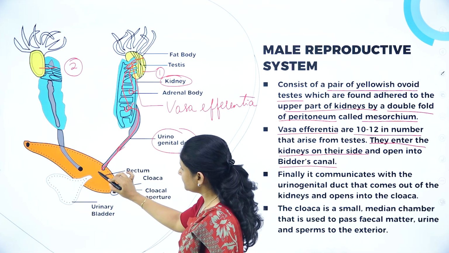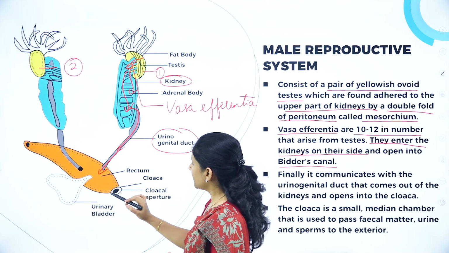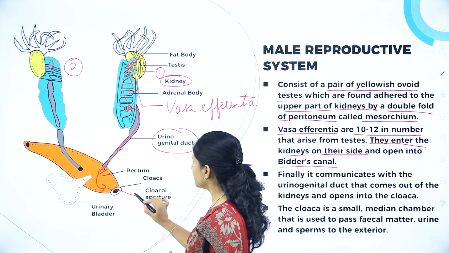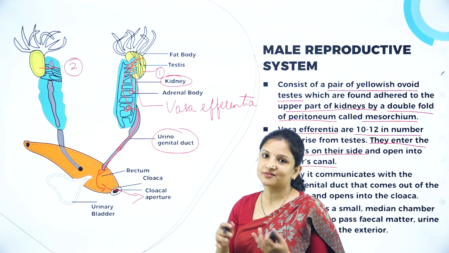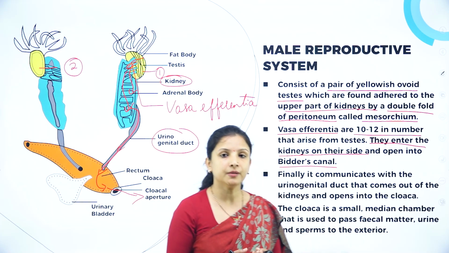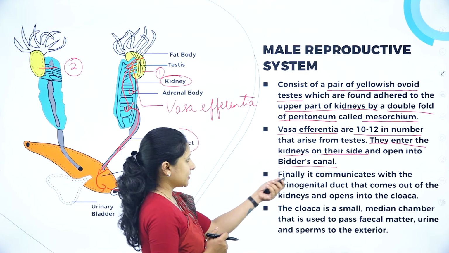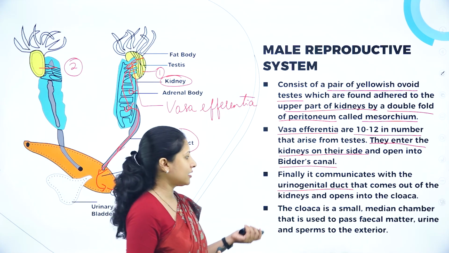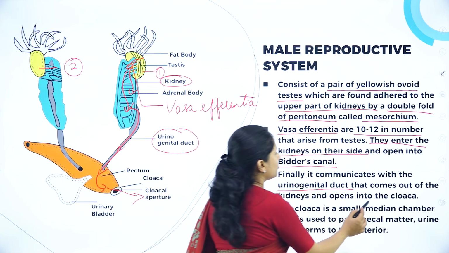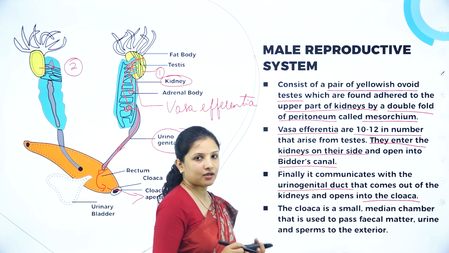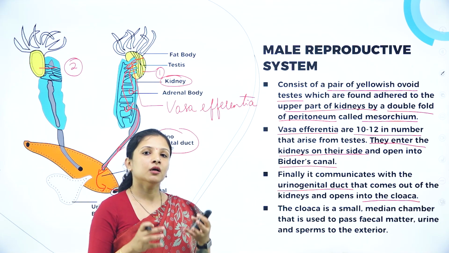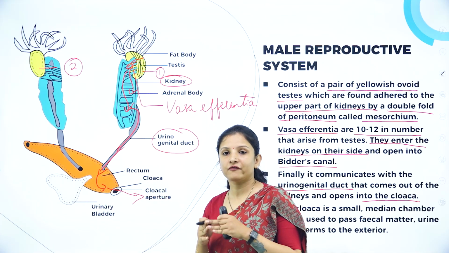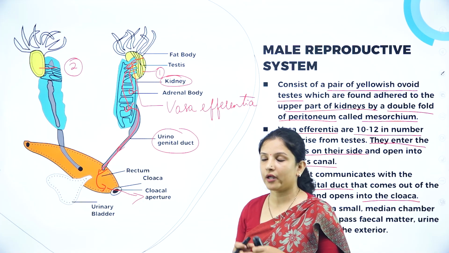It will reach the rectum. From the rectum, it will enter into the cloaca, and from the cloaca through the cloacal aperture. So this is how the sperm is ejected out of the male frog. So finally, it communicates with the urinogenital duct or the ureter, which comes out through the kidney, and then it opens into the cloaca. And the cloaca is such an important chamber because all the organ systems in the frog finally end up or meet in the cloaca only.